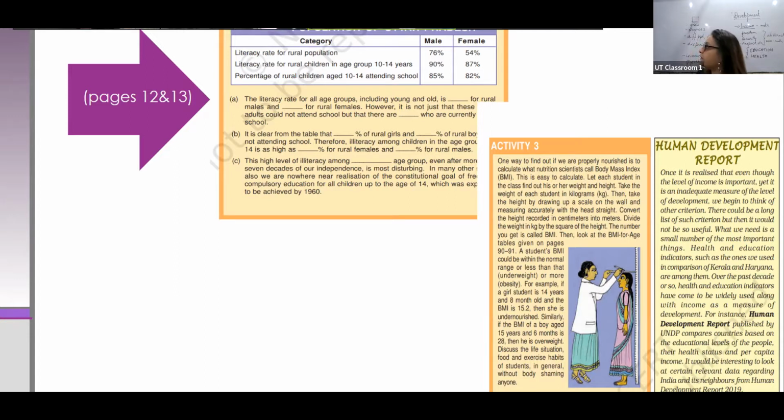So one way to find out if we are properly nourished. Page 12 and 13. Got it? Activity 3. Textbook page 12 and 13. What page number?